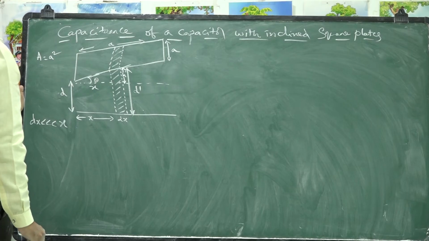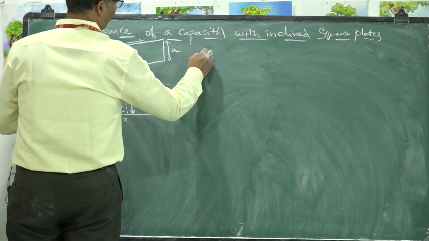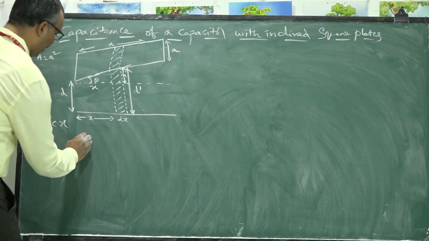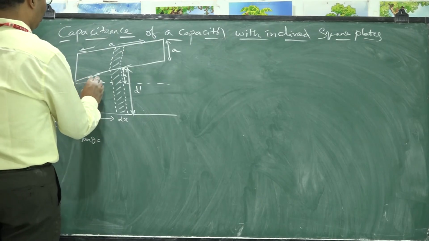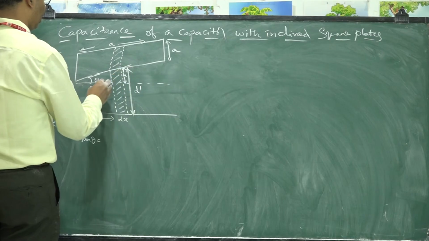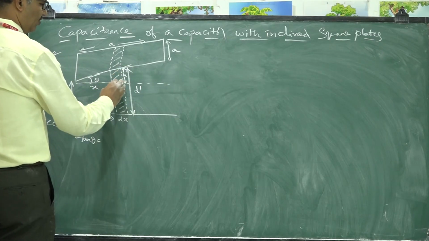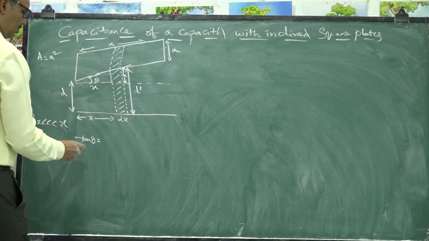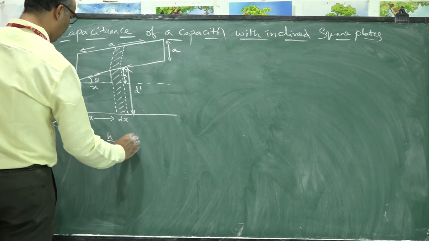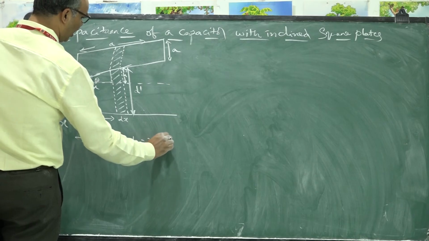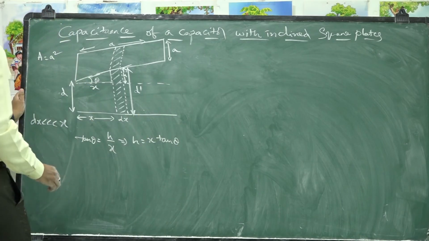So first you tell me what is tan theta here. If you take this triangle, this height is h and this thickness is very small, so you neglect it. Tan theta is equal to opposite side by adjacent side, h by x. That implies h is equal to x tan theta.